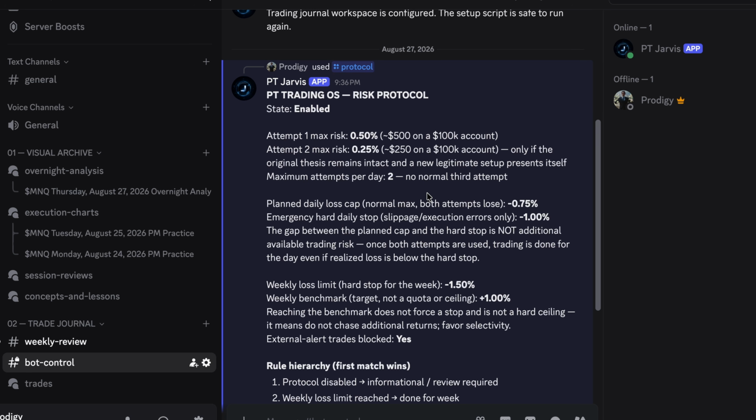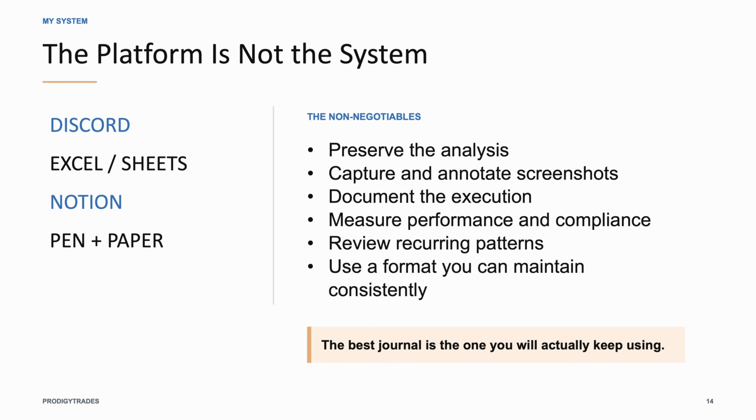The bot will send me an update on how my weekly progress is and how well I'm following my risk management protocol. This is all simply just logistical stuff, and it's simply what works for me. Discord is simply the platform that currently fits my workflow. It is not the lesson. You can use whatever works for you.